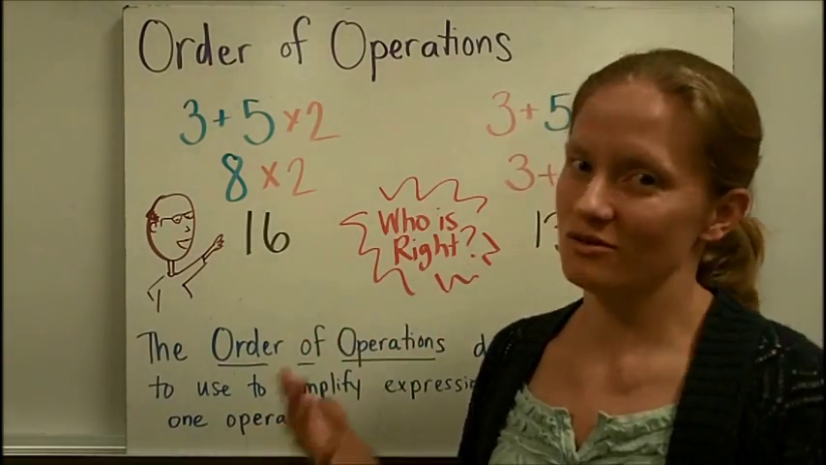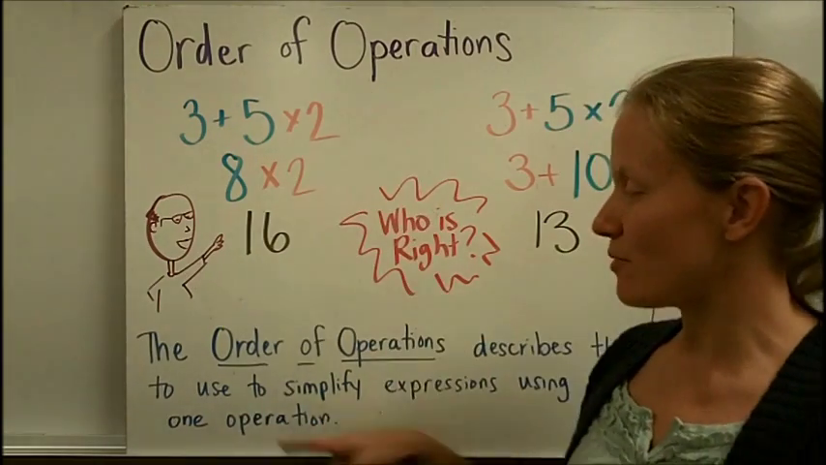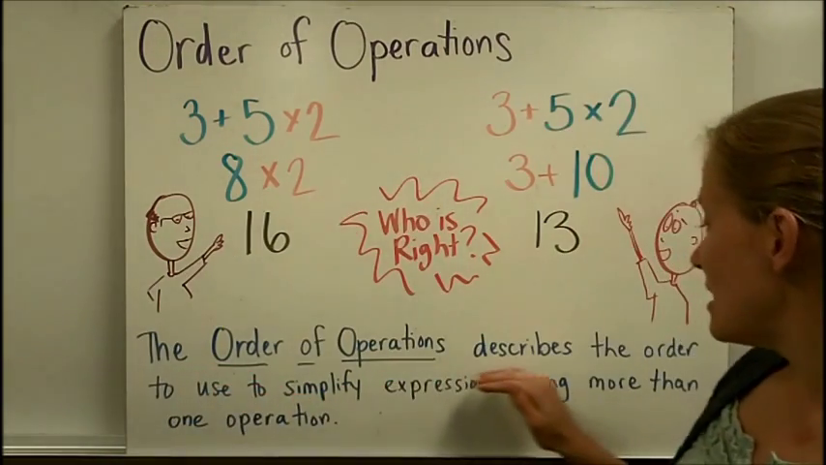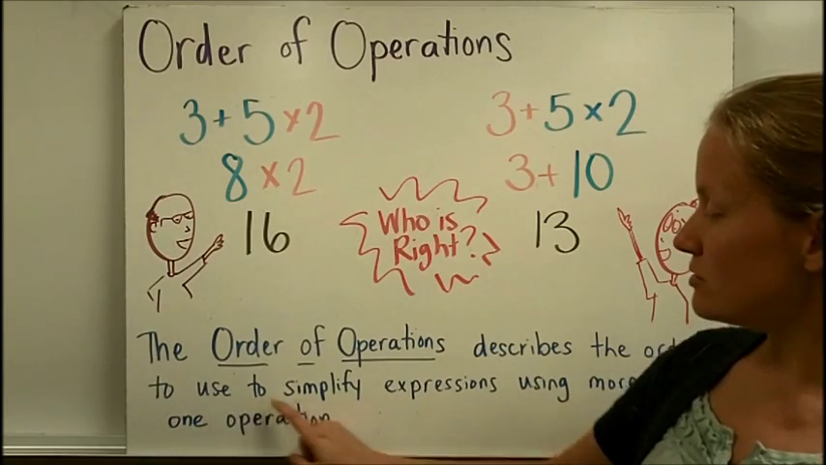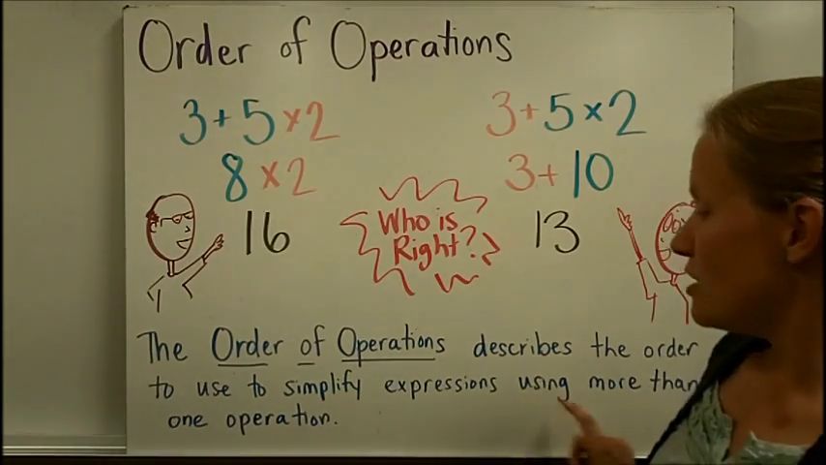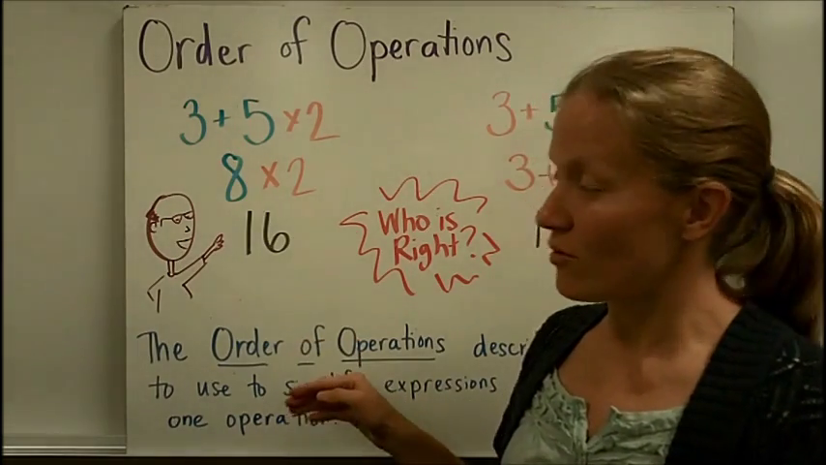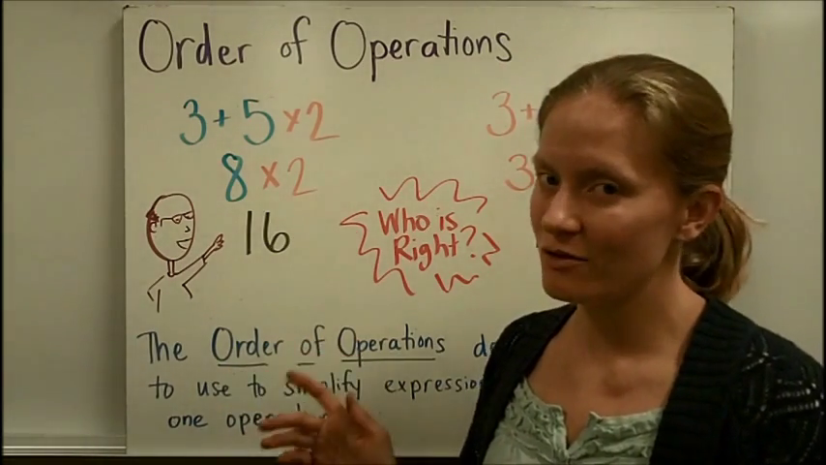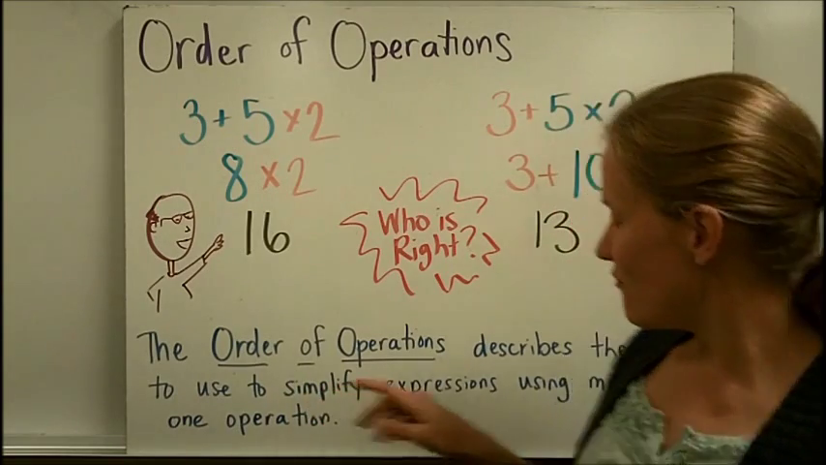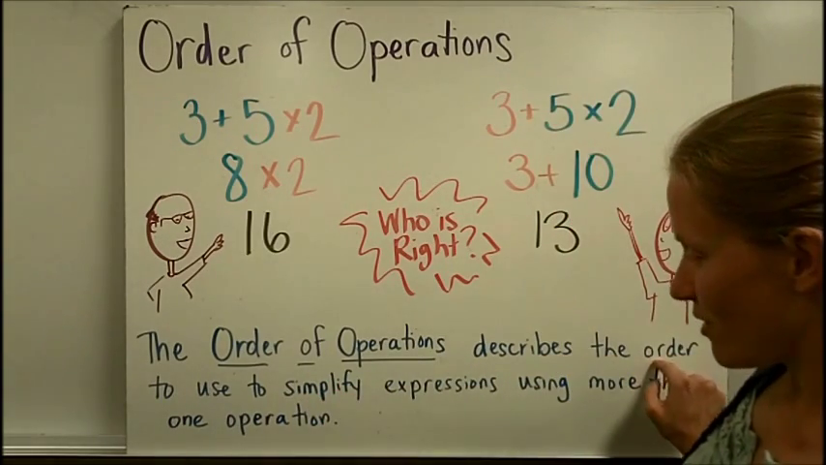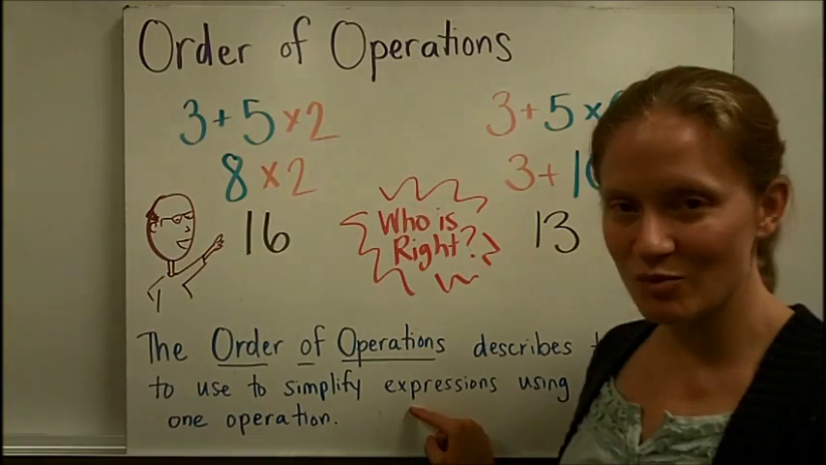Well, the answer to who is right comes in the order of operations. The order of operations describes the order to use to simplify expressions using more than one operation. So as we study the order of operations, we'll find out exactly who is right, and we will work with a specific order in order to simplify expressions.